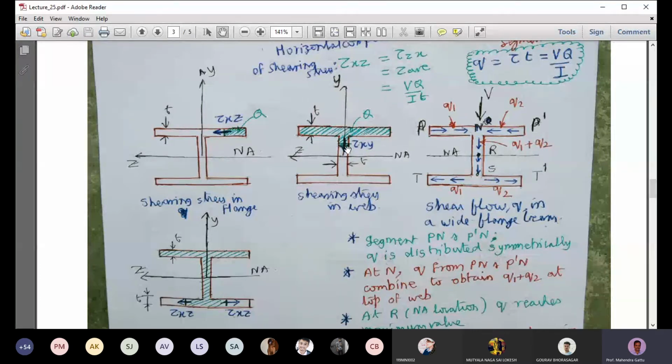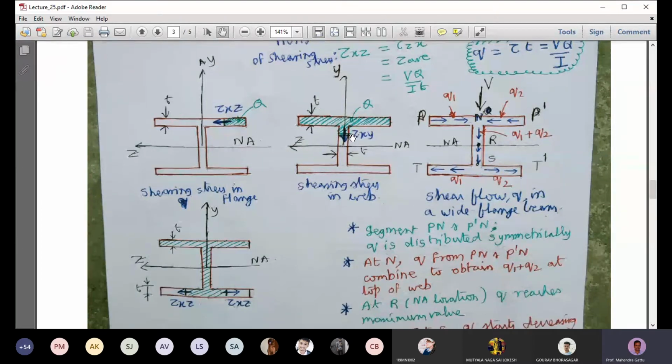Okay, and then what will happen is the Q of this and this will combine, and we have to take the web portion also, and we get the tau xy. Okay, so I think we have done this yesterday, last class. So we have the Q of the flange and then Q of the web portion, and we have the corresponding shear stress along that edge. Okay, and as we move further towards the neutral axis, we'll get the maximum shear stress.